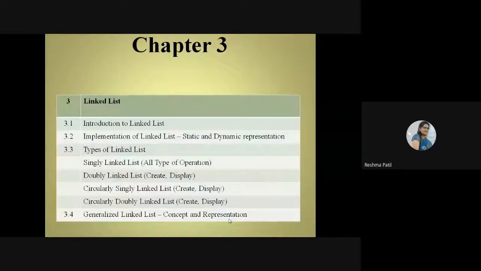This is the third chapter of data structure, that is linked list. This is the content of this chapter. First we will see the introduction to linked list. Then the implementation of linked list, that is static and dynamic representation. Then the types of linked list, starting with the singly linked list.